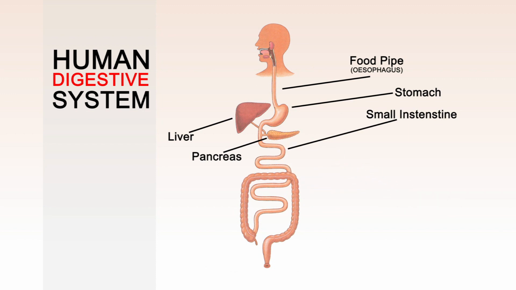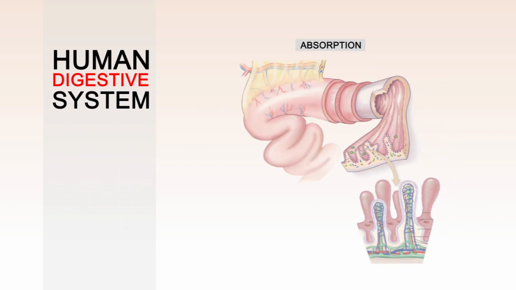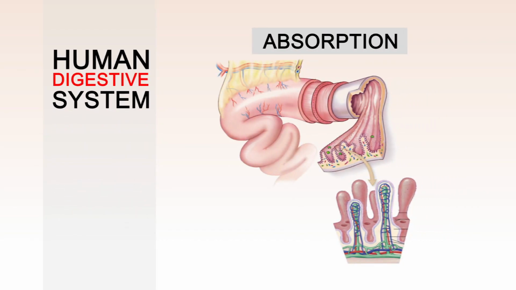The partly digested food now reaches the distal part, or the lower part, of the small intestine, where intestinal juices act to complete the process of digestion. After digestion, carbohydrates get transformed into glucose, fats into fatty acids and glycerol, and proteins into amino acids. Our next two important processes, namely absorption and assimilation, occur in the small intestine.